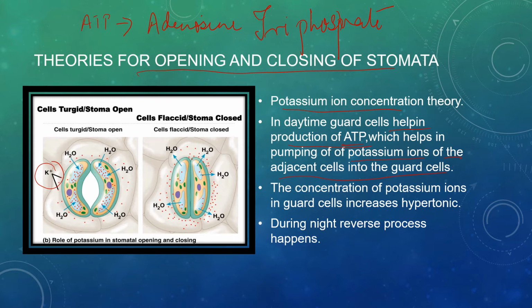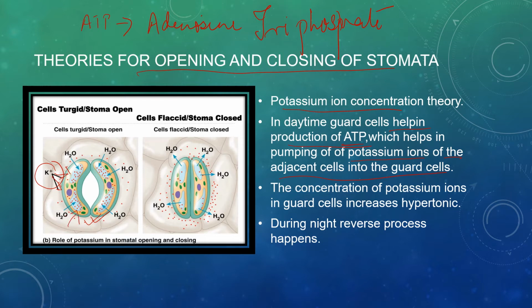So potassium ions are pumped from the adjacent cells into the guard cells, and as a result of the potassium ions, the cells are becoming hypertonic. What is hypertonic? That is, more water from the adjacent cells is moving into the guard cells.